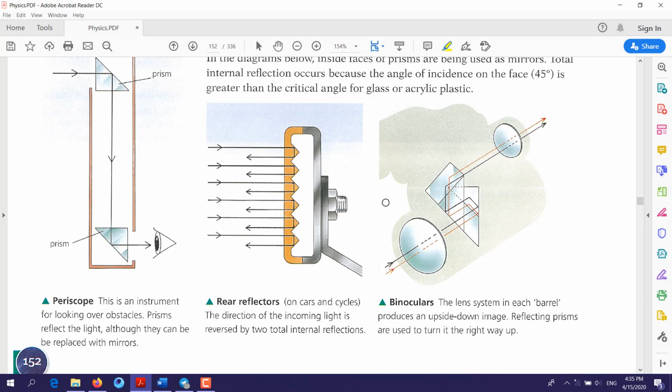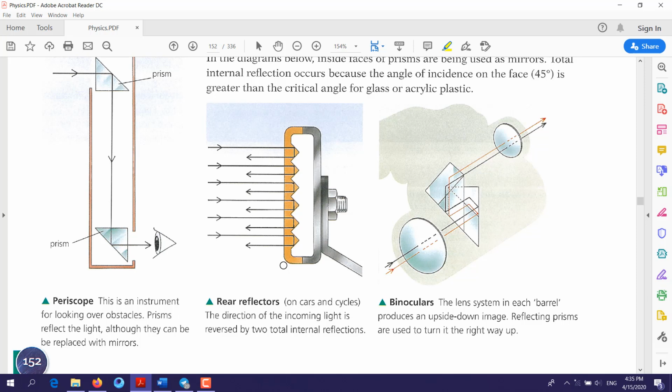Here are the uses of some instruments. The principle of it is using total internal reflection. Let's talk about this example. This example is what? Rear reflectors on cars and cycles.